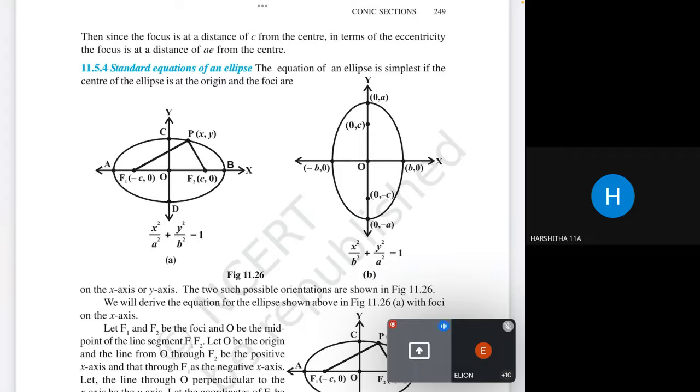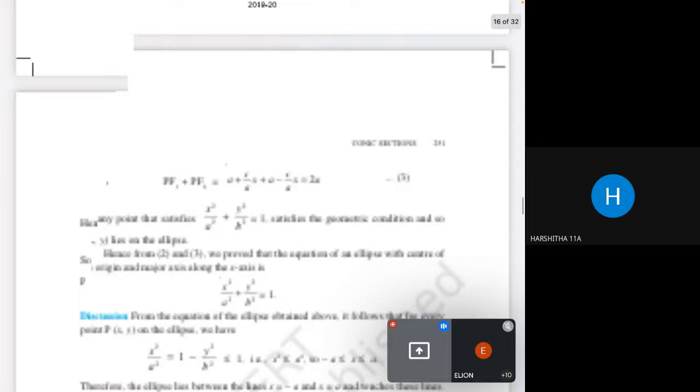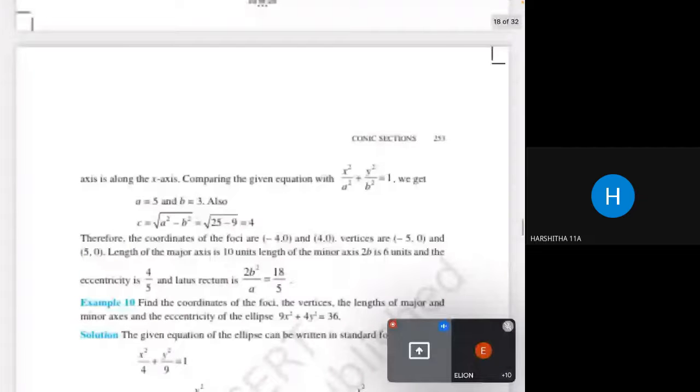Did you understand? Do you have any doubt? Irshad? Did you understand here? That is the major point you need to observe in the case of an ellipse. Okay, let us see the exercise problems so that you will be able to understand from them.